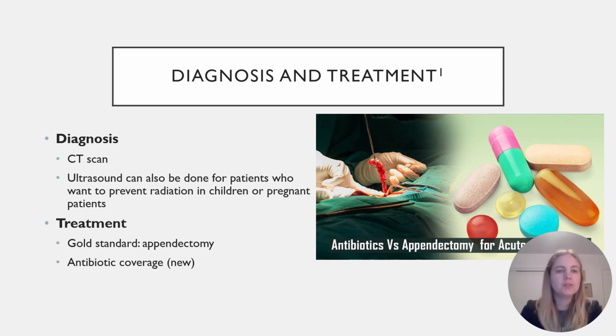Diagnosis and treatment includes a CT scan. Ultrasound can also be done for patients who want to prevent radiation, such as children or pregnant patients. And treatment includes appendectomy or antibiotic coverage. Antibiotic coverage is pretty new, and it's been done in the past 5 or 10 years, where patients have been given antibiotics over appendectomy. For patients that can't receive an appendectomy, antibiotic coverage can be used, and we're going to talk about the effects and safety of antibiotic coverage over appendectomy.